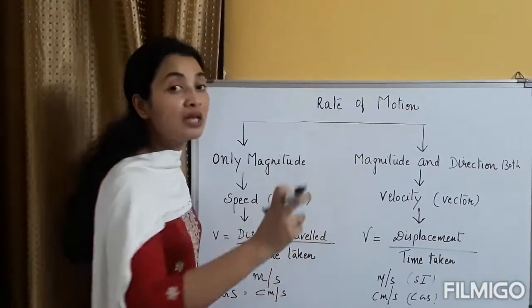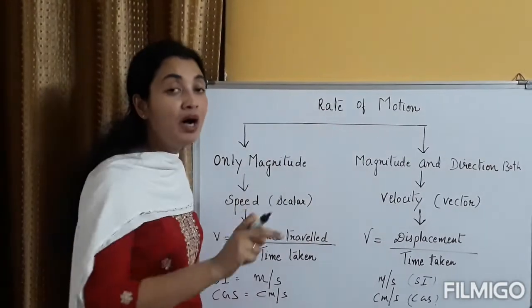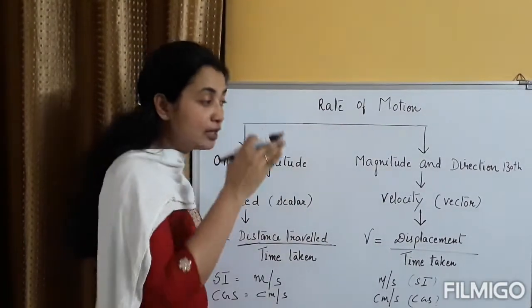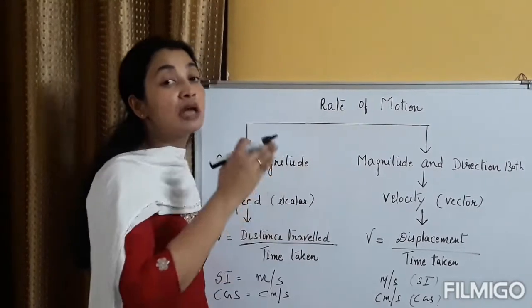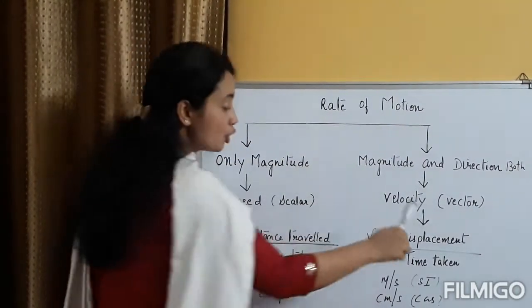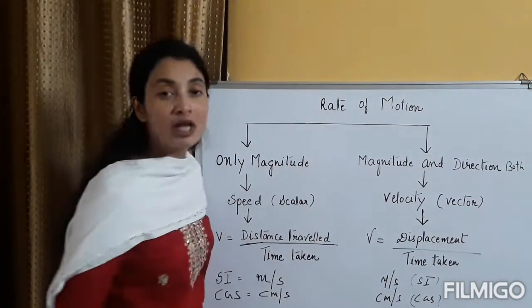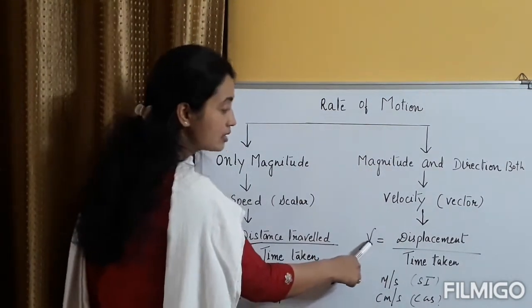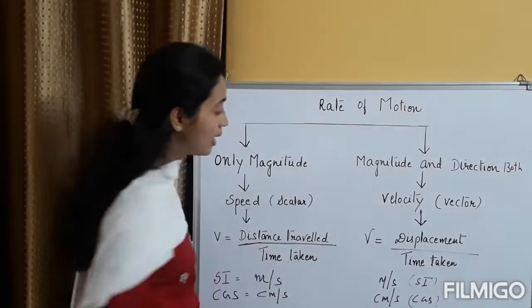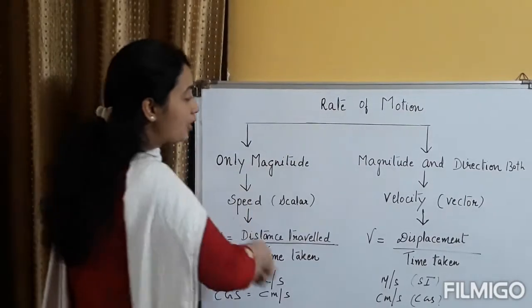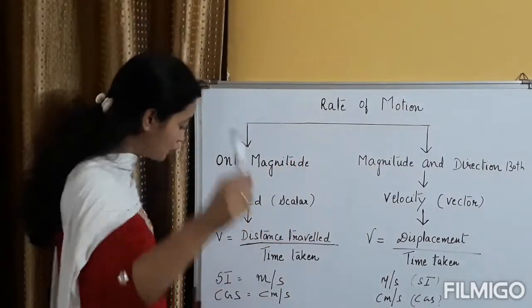How much has the body displaced? And you remember, displacement is the difference between the final position and initial position. So displacement upon time taken will give you the measure of velocity, velocity being a vector quantity. This is a brief introduction of the topic.